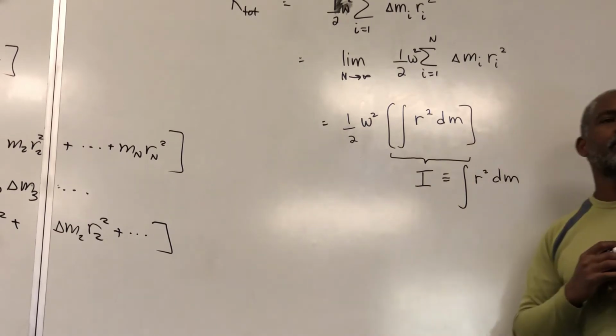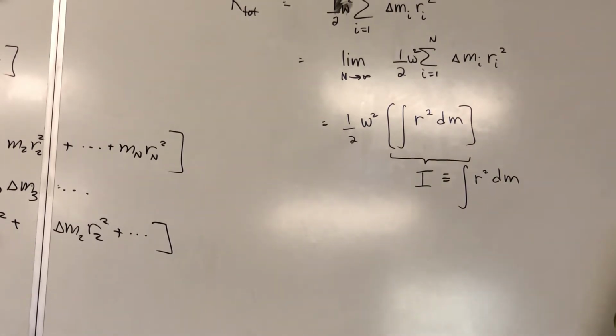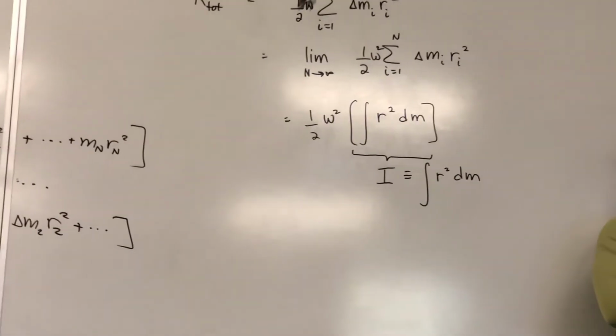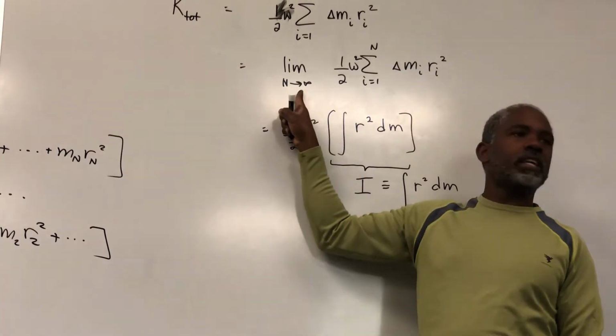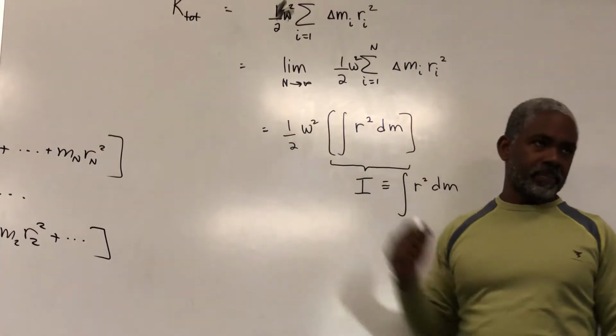Yes? So just to clarify, the delta m is just like smaller pieces of mass? Infinitely small because we have an infinite number of them. Okay. Yep.